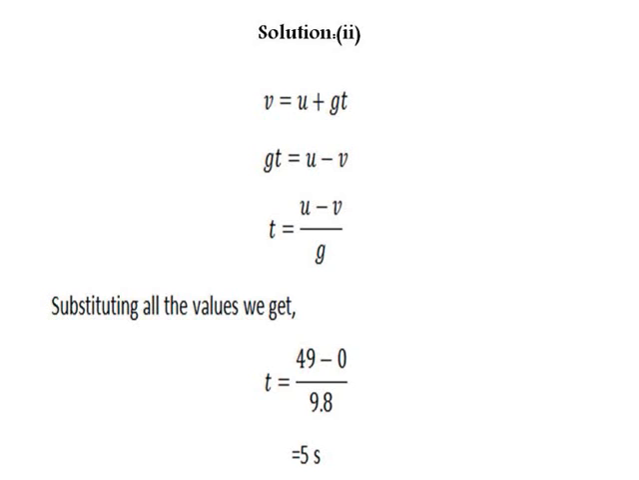So to calculate the value of t, we will use the equation v is equal to u plus gt. Then we substitute the value of u, v and g, and we will get the value of time, and it is 5 seconds. This time is the time taken by the ball to reach the maximum height. That means the ball will take 5 seconds to reach the maximum height.